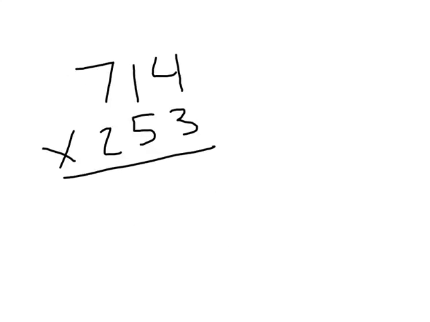When I multiply with three-digit numbers, I follow the same steps. I just need to drop 2 zeros when I get to the hundreds place. So if I was going to multiply 714 times 253, I would start by multiplying 3 times everything. 3 times 4 is 12. 3 times 1 is 3, plus 1 more is 4. 3 times 7 is 21. I'm done with my 3.